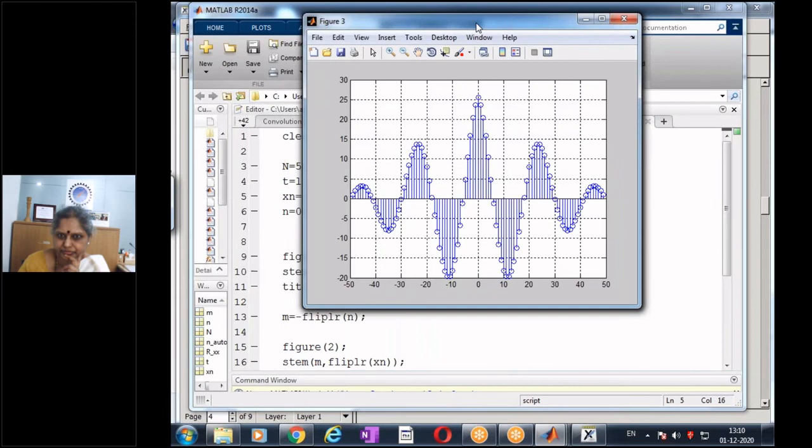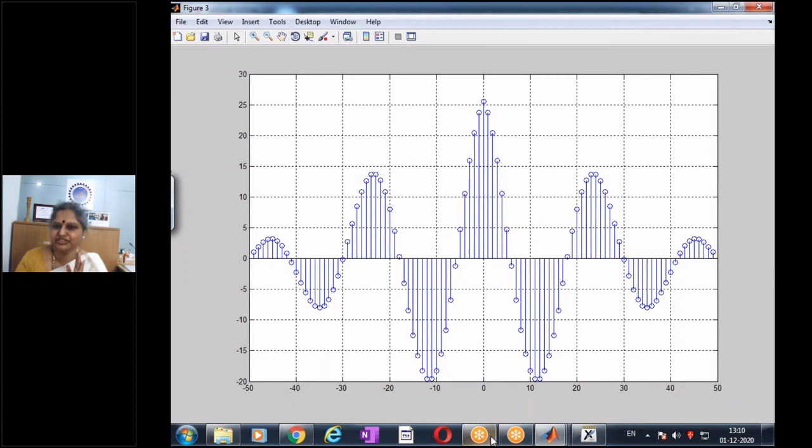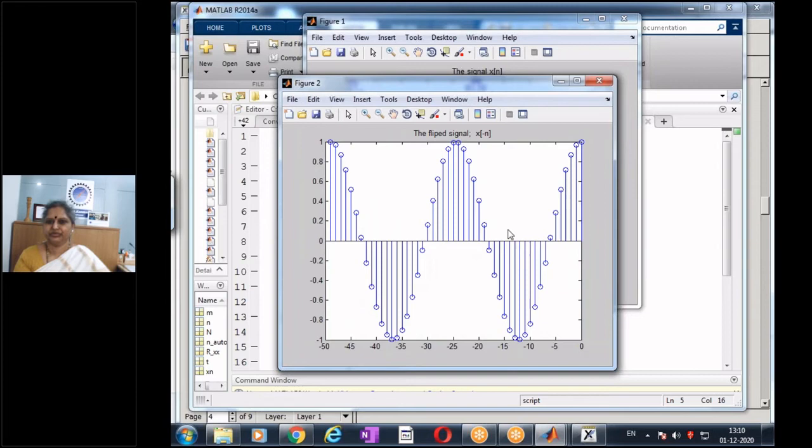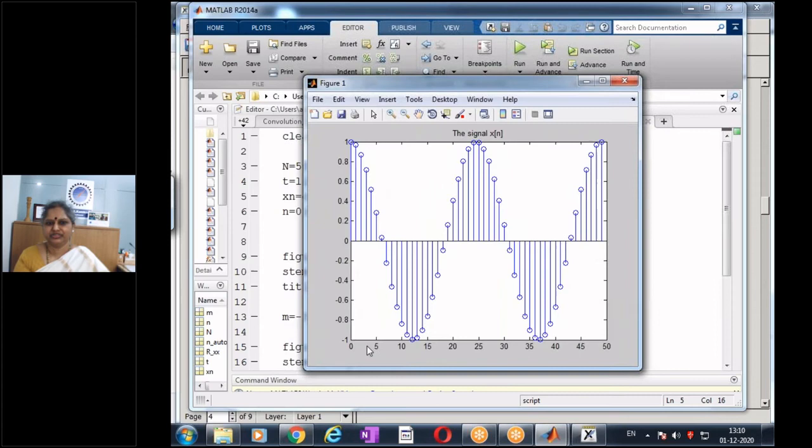So this is my autocorrelation. When I plot the autocorrelation of a cosine wave, once again we see it is even. It has a maximum value at the origin, and this is my signal which is flipped. So my flipped signal goes from 0 to minus 49, whereas my original signal goes from 0 to 49.